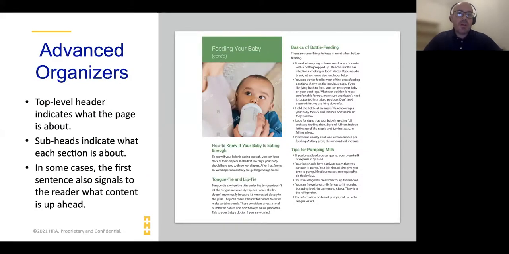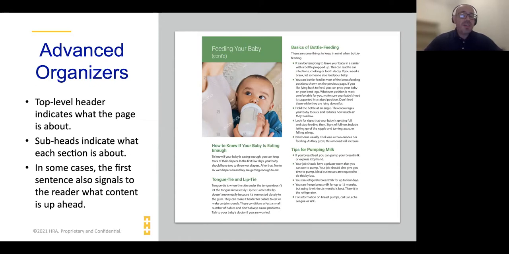This is also from our parent guide. So here we have a top level header, Feeding Your Baby, and it indicates what the entire page is about. So people can kind of carefully come into the information. They're not immediately struggling to understand where they are, what they need to do. They understand this is what this page is about. It's scannable. And all the subheads indicate what each section is about. And then in some cases, the first sentences also indicate what the reader is about to read. So here in how to know if your baby is eating enough, the first sentence is about knowing if your baby is eating enough. That's an advanced organizer. We're setting up the information so people can embrace it.